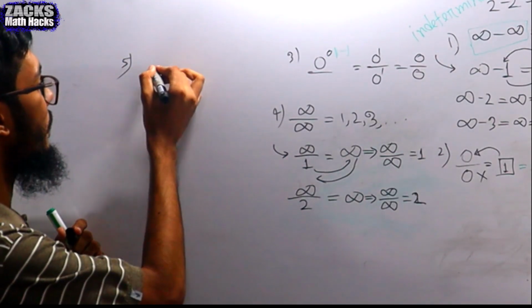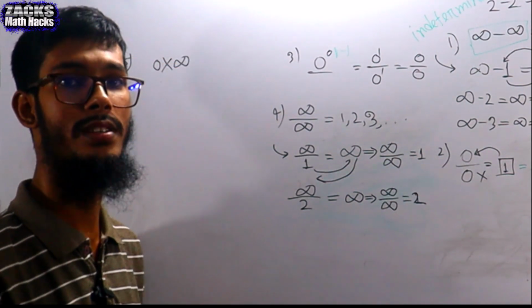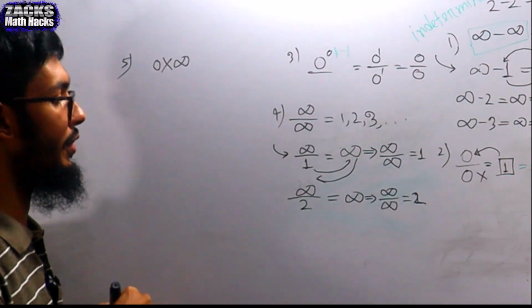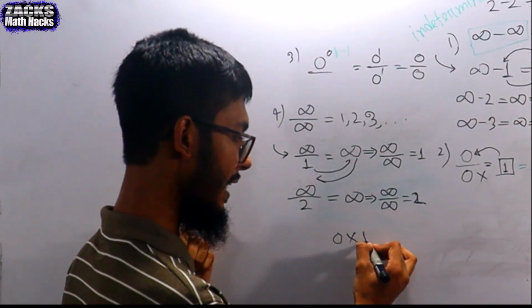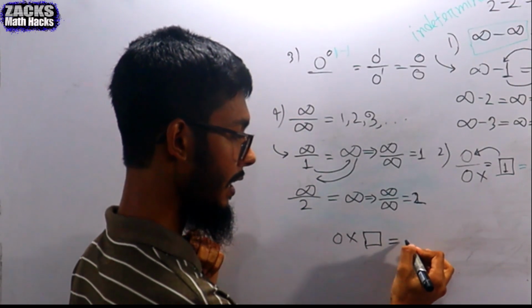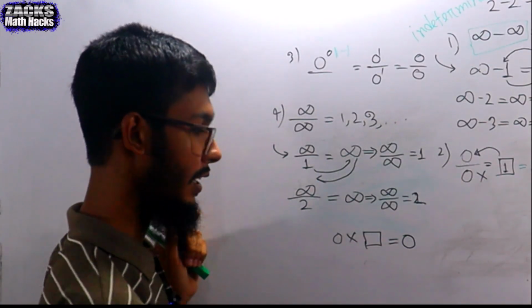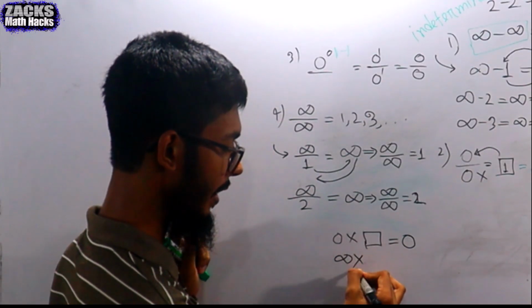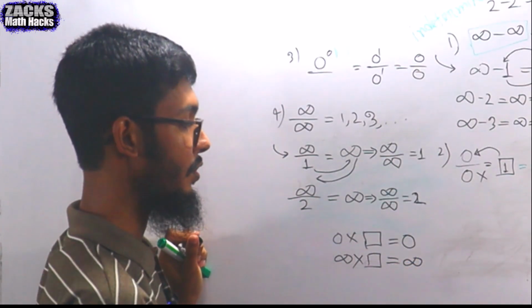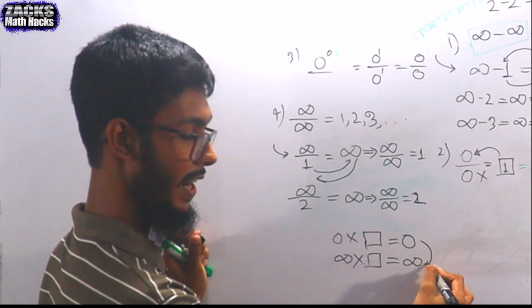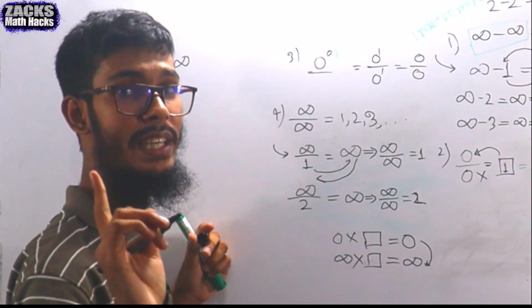If I asked you, for example, 0 multiply infinity, what is the answer? You know your logic: 0 multiply any value, the result is 0. Also, you know another concept: infinity multiply anything is also infinity. So here, these two concepts are fighting. The result may be zero or the result may be infinity.